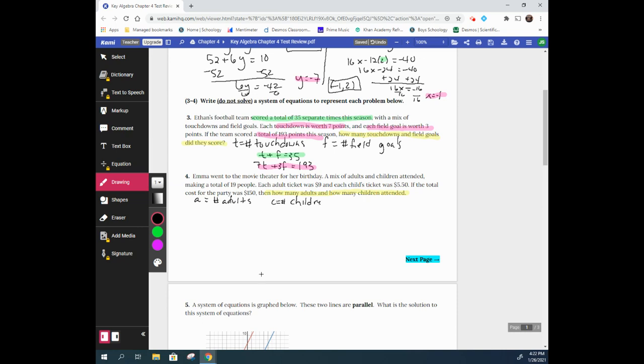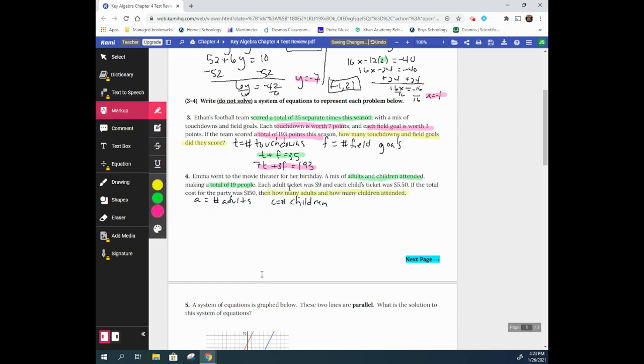And then again, I'm going to look back. I see I've got some information about money, and then I got some information about the total number of people attending. They're telling me that a mix of children and adults attended, making a total of 19 people. So that's made up of children and adults, and that's going to give me one equation.